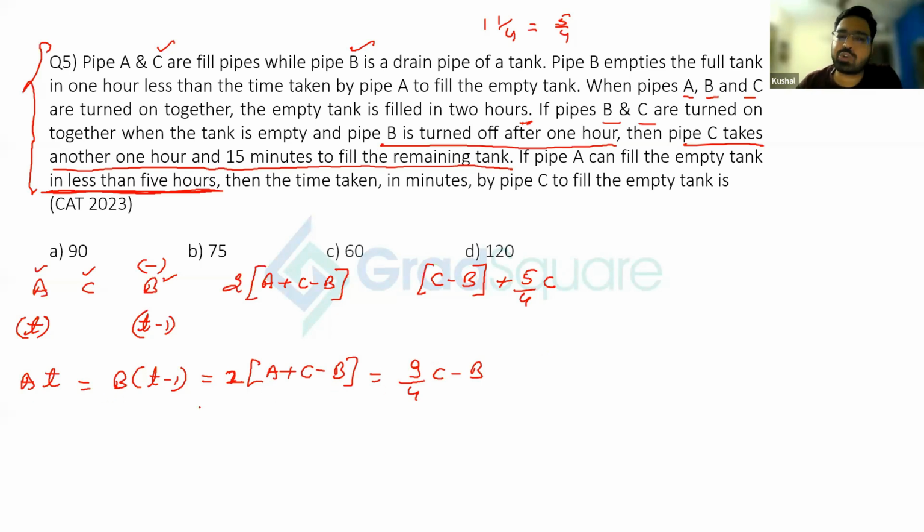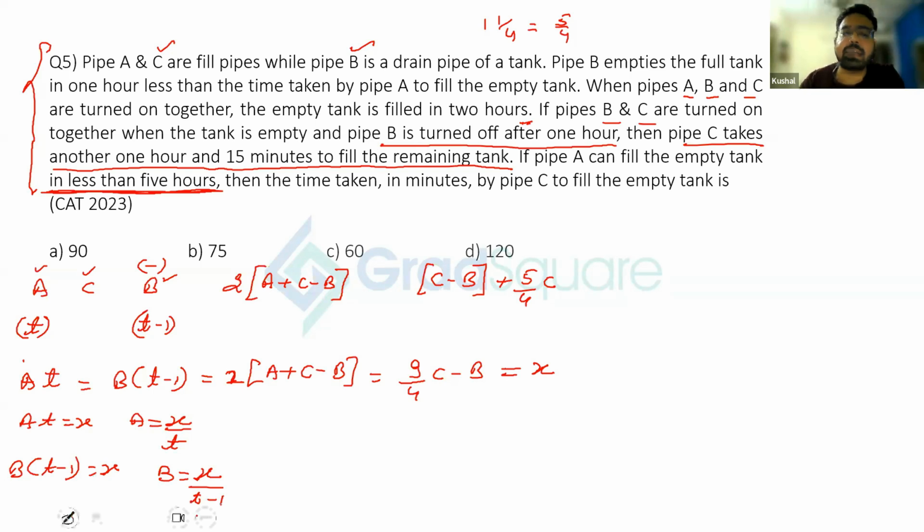Typically speaking, when I have too many such equations, I would want to make it equal to a variable x, let's say, and try to bring everything in terms of x. Okay. So if I look at AT, it becomes equal to x. So to my mind, A becomes x by t. Similarly, B times (t minus 1) turns out to be equal to x. So I'm going to take B as x by (t minus 1). So I have A and B in terms of x and t.